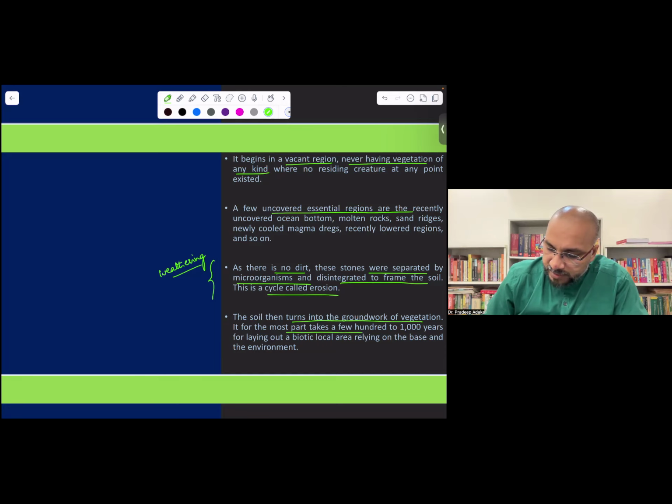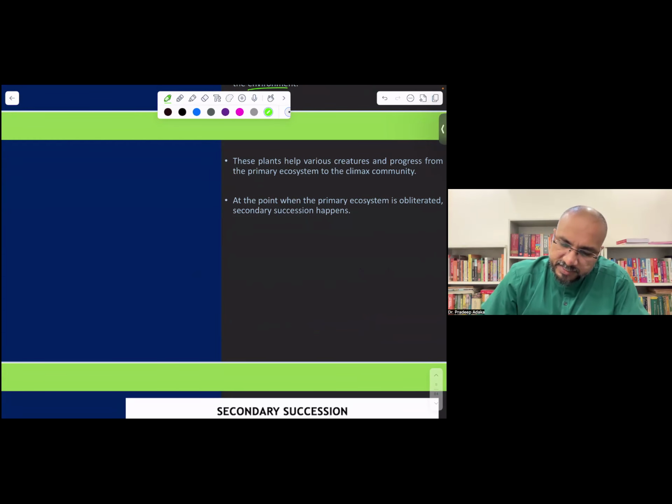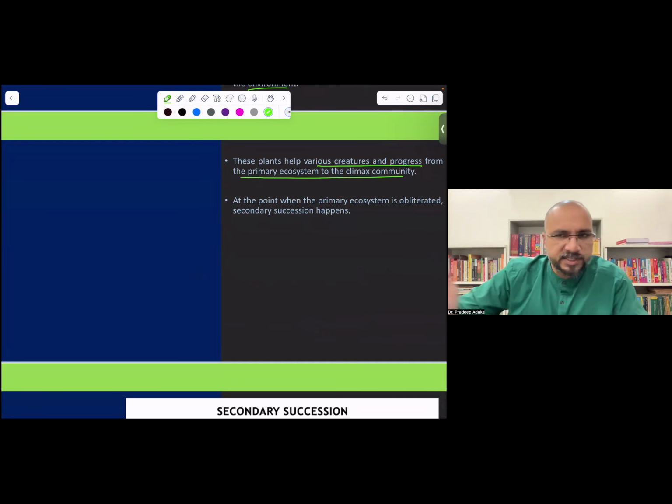For the most part it takes a few to 1,000 years for laying out a biotic community in a local area, relying on the base and the environment. So it may take more than 100 years, somewhere between 100 and 1,000 years, to develop a stable community ultimately. These plants help various creatures and progress from the primary ecosystem to the climax community. Slowly one species will be replaced by another species and ultimately you will have a climax community.